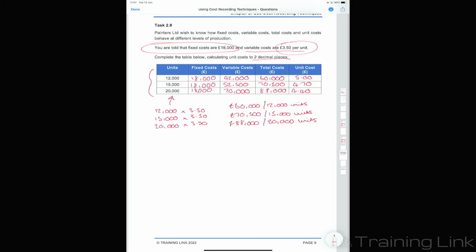And that's because the fixed costs are being spread over more units. So the unit cost will always slightly decrease due to that fixed element there. We know that the variable cost is £3.50 per unit regardless. It's just that fixed element being spread over more units.